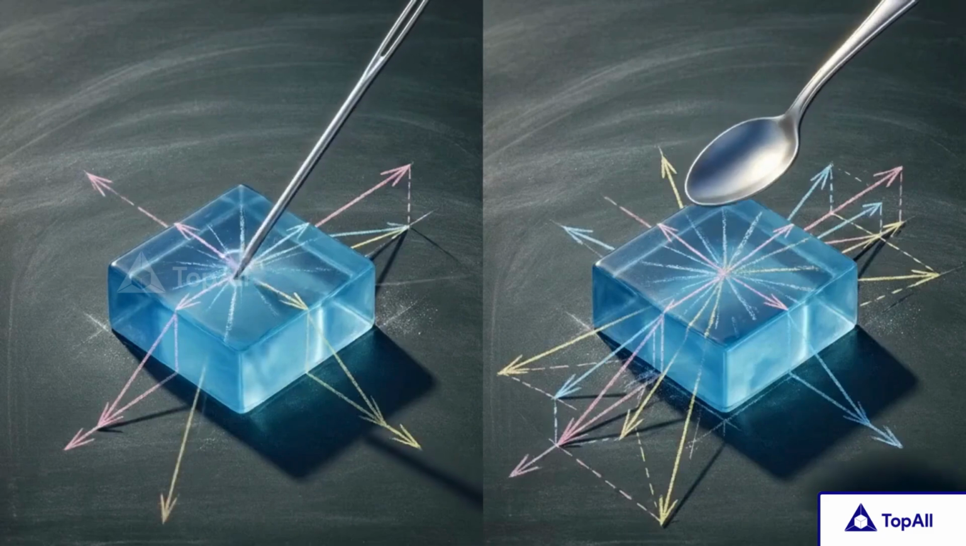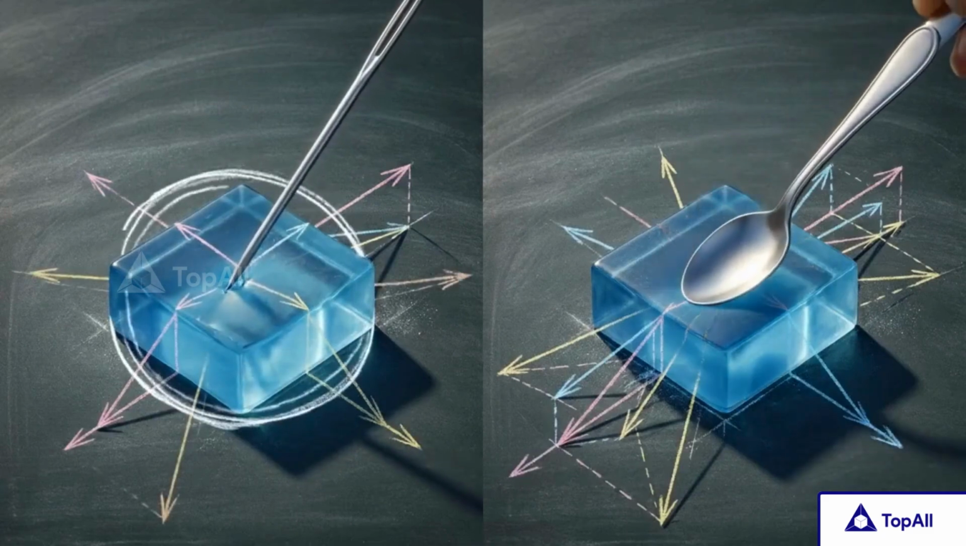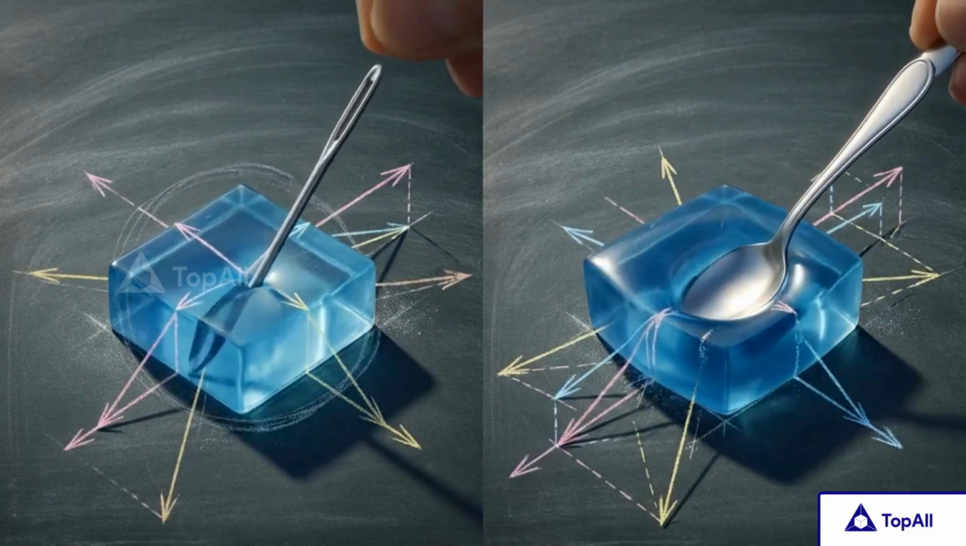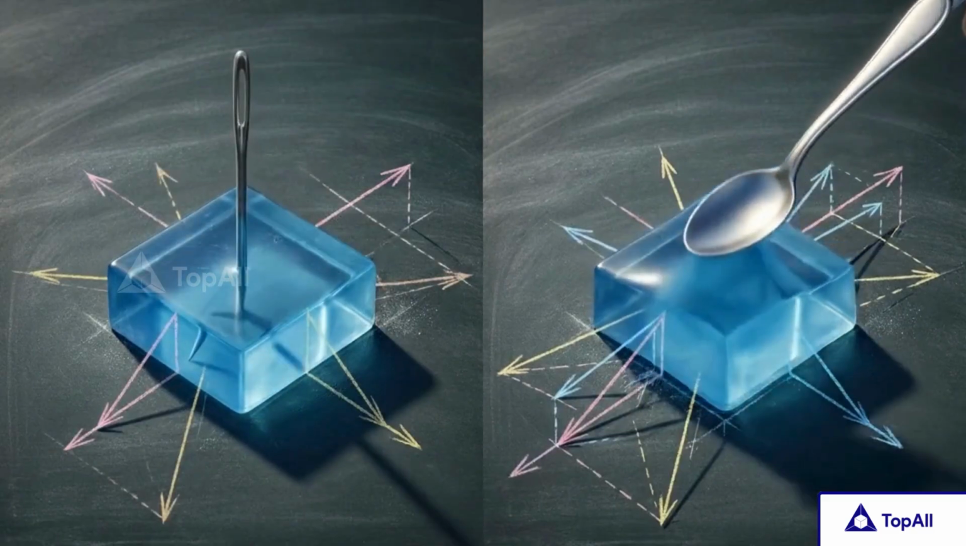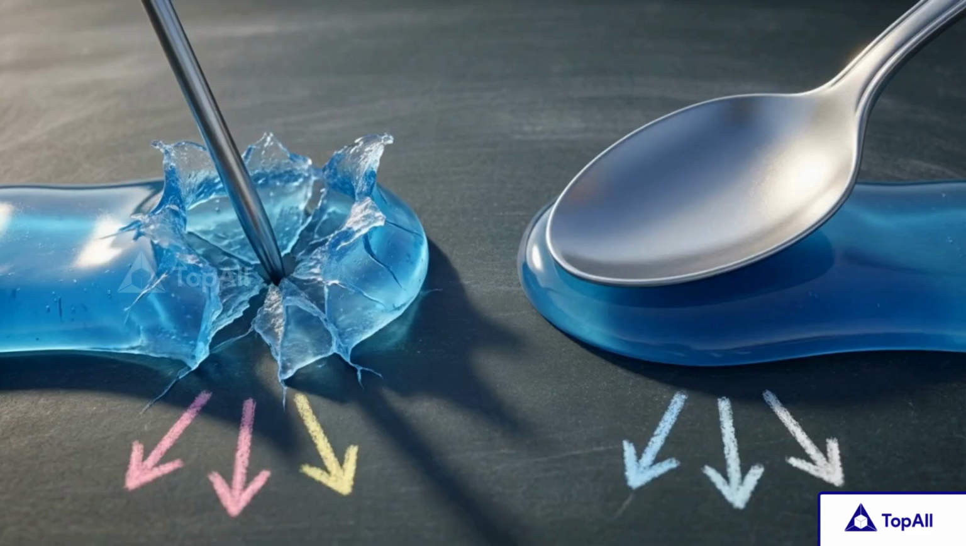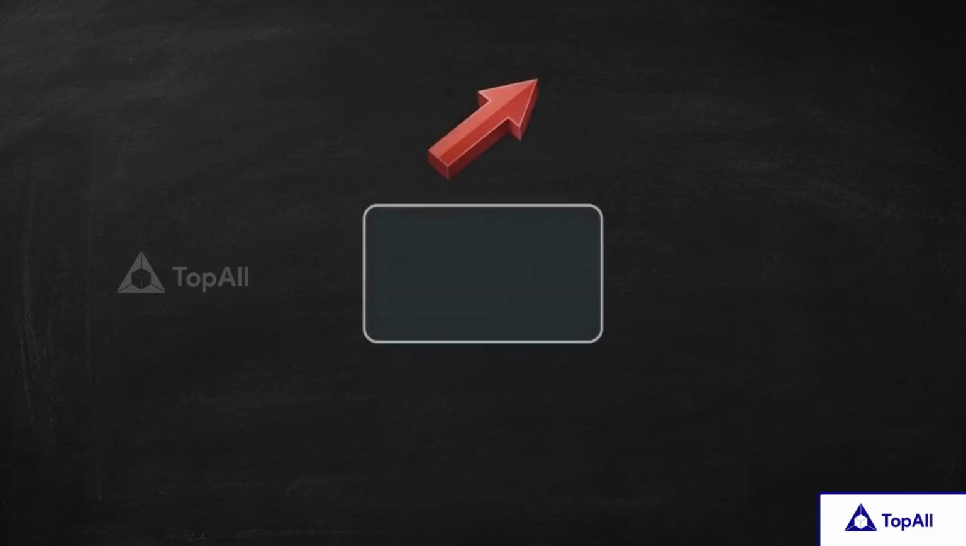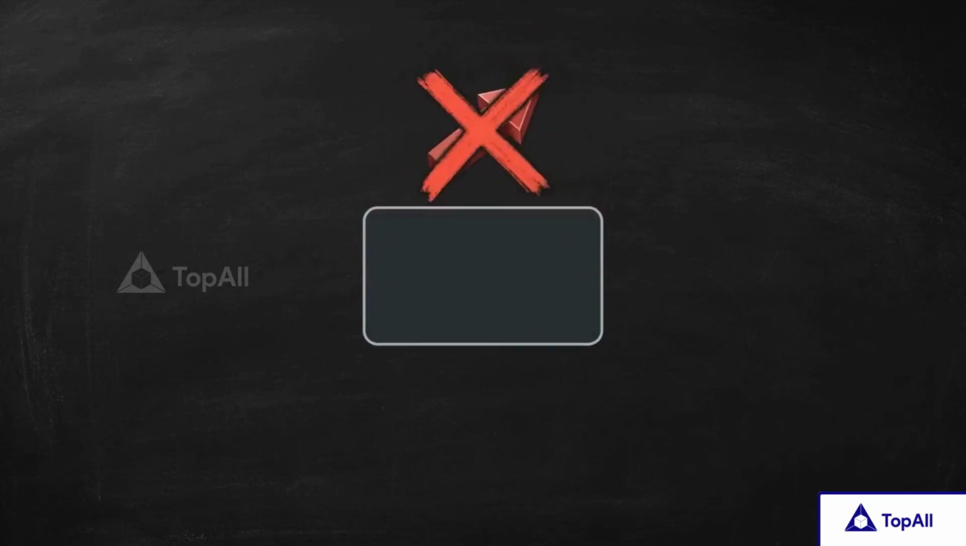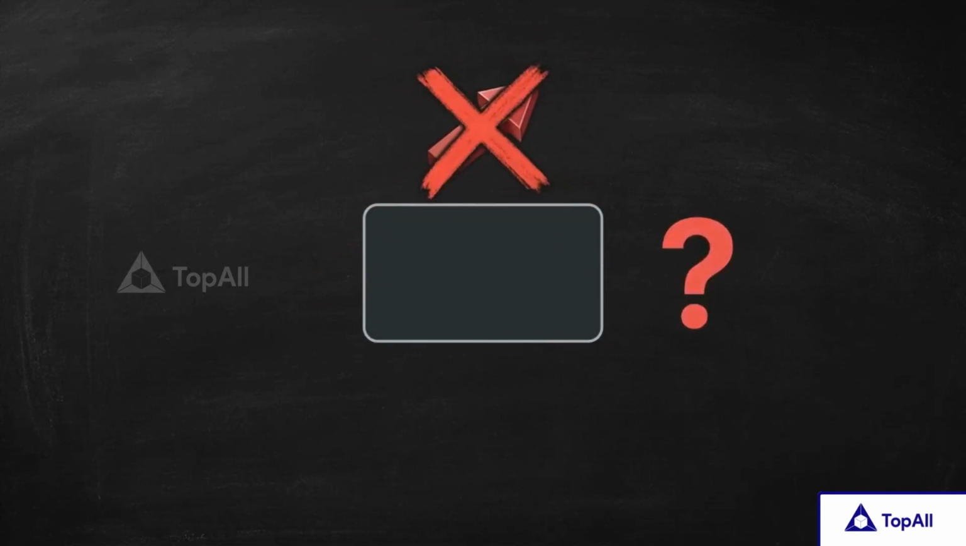Imagine pushing a sharp needle into a block of soft gel. Now, imagine taking a blunt spoon and pushing it into that same material. You can apply the exact same amount of mechanical force in both scenarios, but the results are entirely different. The needle drives right through, while the spoon bounces off. It shows us that measuring raw force alone isn't enough to predict a physical outcome.